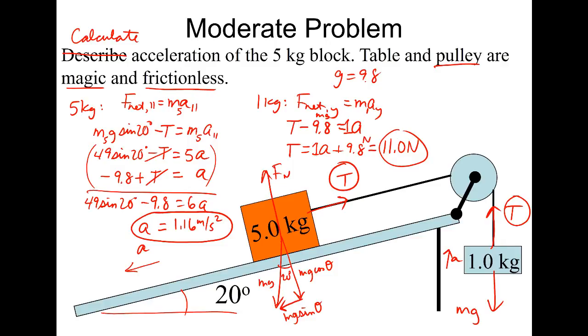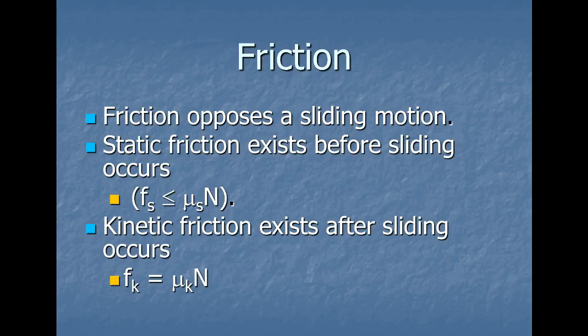Now let's just take a moment and talk about friction. So friction opposes sliding motion. Okay, it really opposes relative motion between two objects. Okay, and we have 2 types of friction. We have static friction, which occurs before sliding occurs. Okay, it's trying to get something moving. And then we have kinetic friction, which exists after sliding occurs. And you'll notice that static friction has a weirder math relationship. There's a less than or equal to sign.